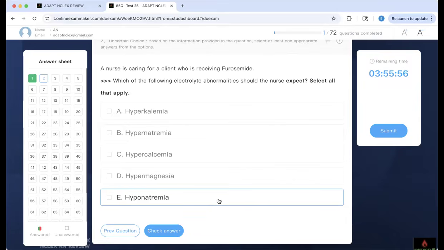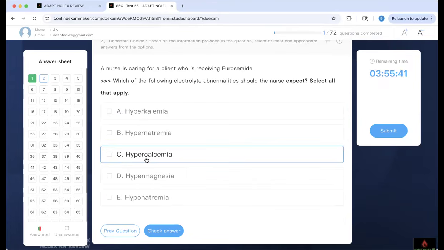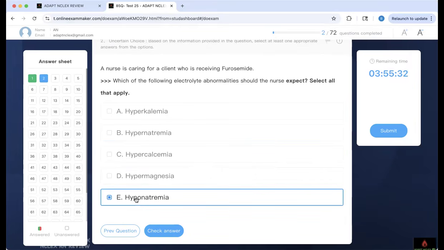I have a good video on my channel where we talk about the pathophysiology of how furosemide, a loop diuretic, leads to losing everything. If you're losing everything, potassium is low. Sodium is low. Calcium is low. Magnesium is low because you follow potassium. Therefore, hyponatremia. This is the way you answer this kind of question.